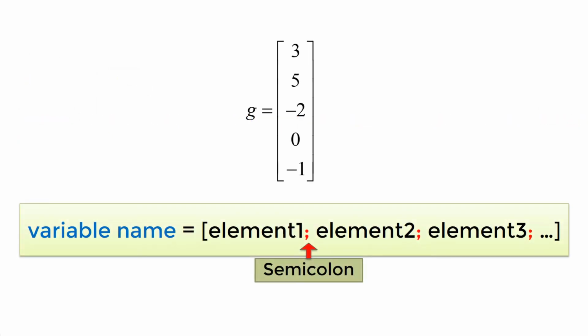What about a column vector? A simple way to build a column vector is to use square brackets, as you have done for the row vector. However, the difference is to use semicolon as a row separator between elements. For example, I would like to build a 5 by 1 column vector G having the elements 3, 5, -2, 0, -1. Type G with square brackets and the elements to see the given column vector.